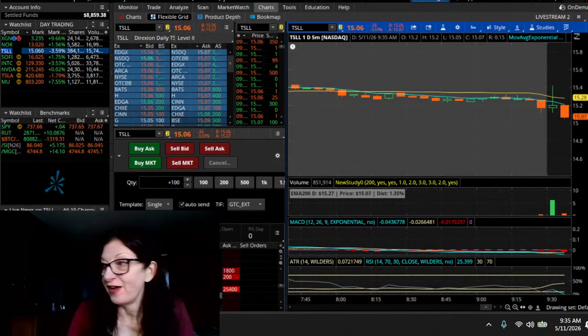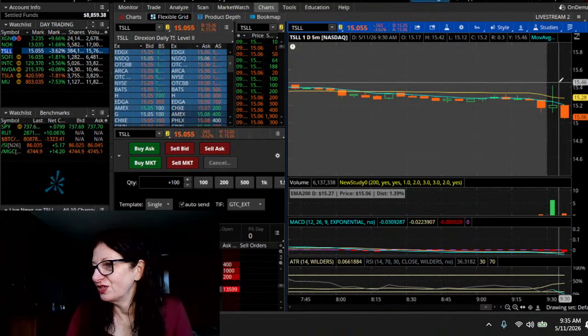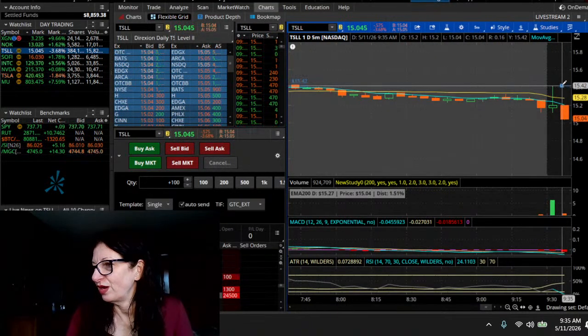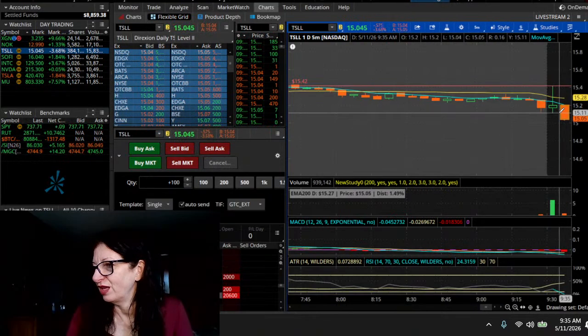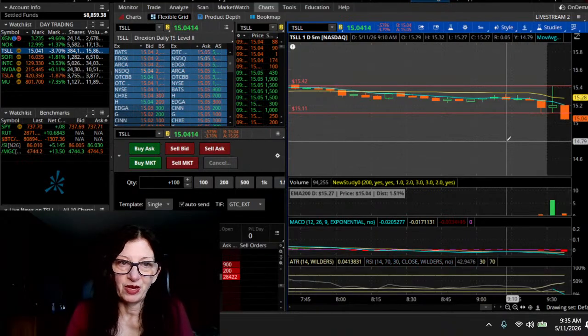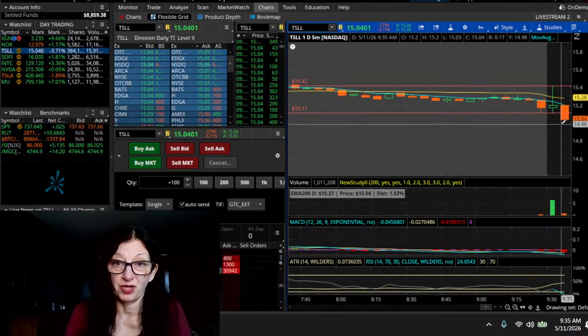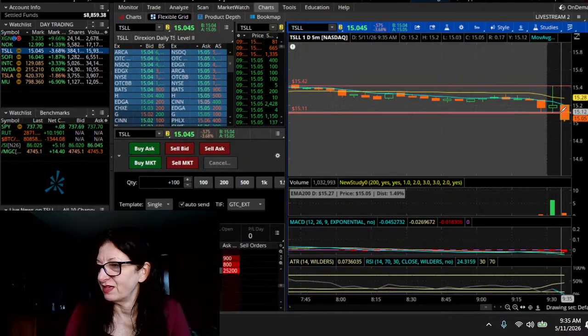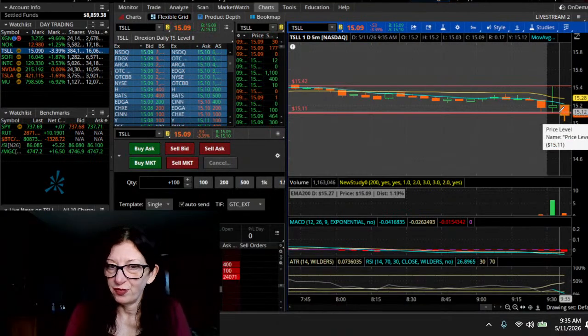So now we're past the 5-minute range. So let's do this on TSLL. It would be the high and the low of the 5-minute candle, and now it's below. So this would be good, I guess, for shorts, right? And what would the stop be? Right above the low.